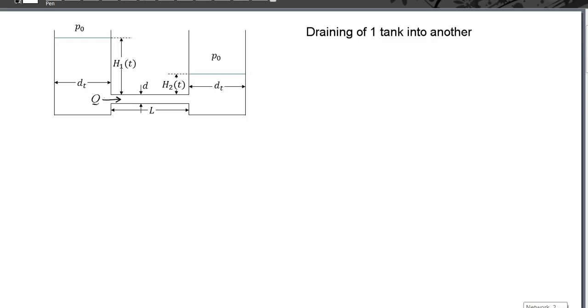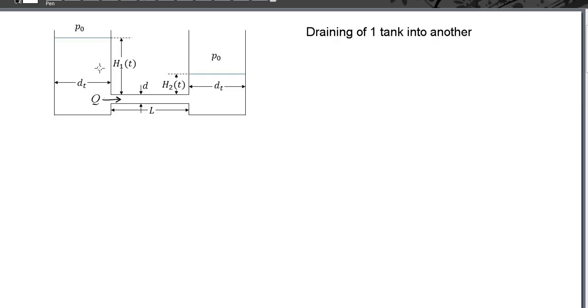We will next look at the related problem of one tank draining into another. Consider the situation shown in this diagram. There are two tanks, each with the same diameter, d sub t, and each open to the atmosphere with pressure P naught at the top of each tank.